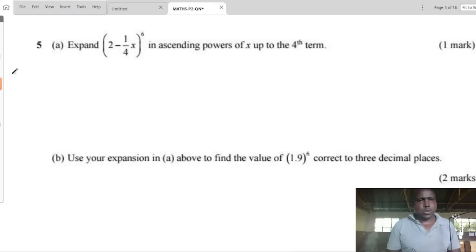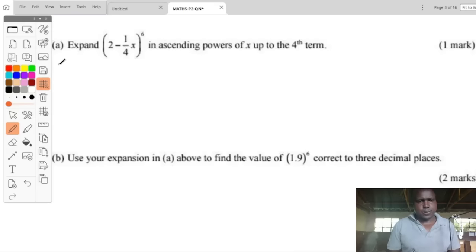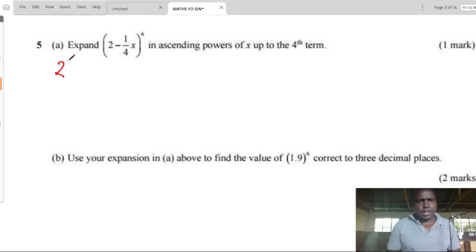So we will have 2, the first term, raised to power 6. The power is 6 here. And then the second term, which is 1 over 4x, raised to power 0. So that when you add the powers, it is 6. Because it is subtraction, the first one begins with plus, the second is minus. The second term is 2 raised to power 5.